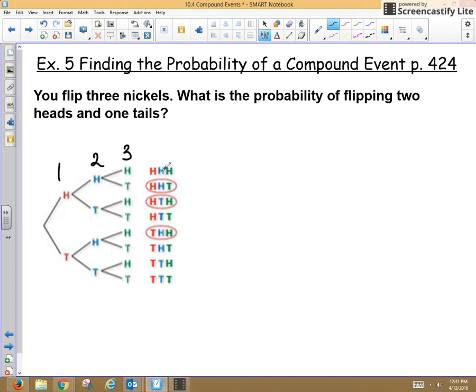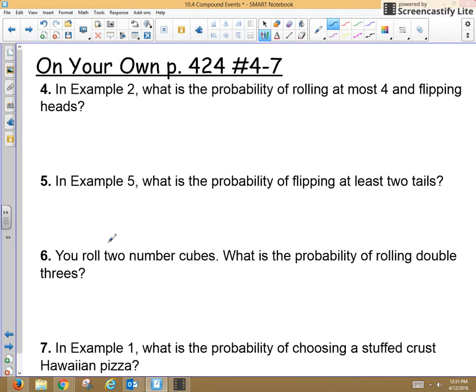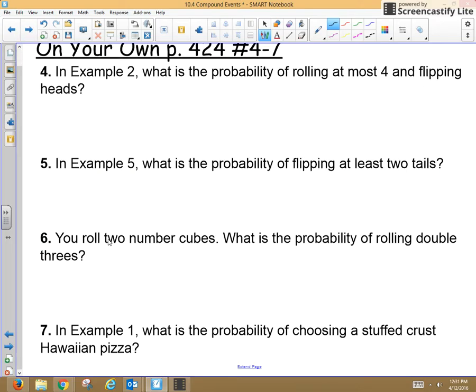We're listing all the outcomes here. Then you can also get tails, heads, heads, tails, heads, tails, tails, tails, heads, or tails, tails, tails. Flipping 2 heads and 1 tails would be the ones that are circled. So there are only 3 possible ways to get 2 heads and 1 tails. Now try on your own numbers 4 through 7.